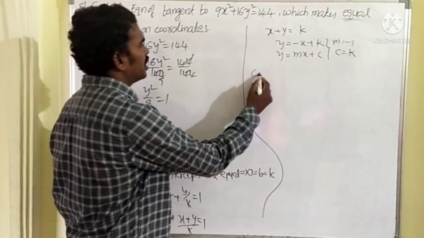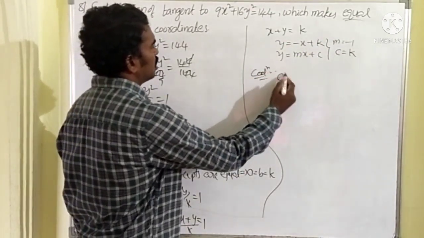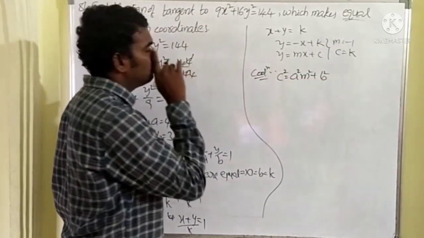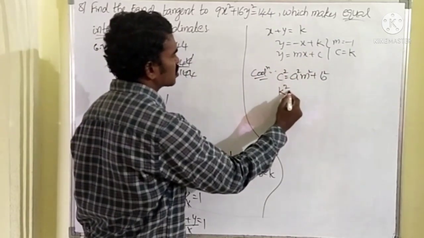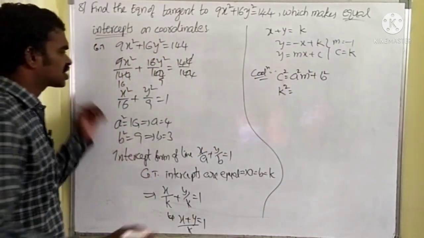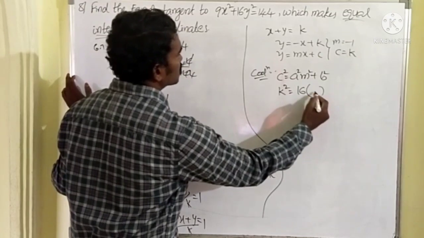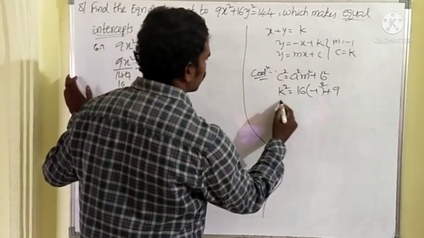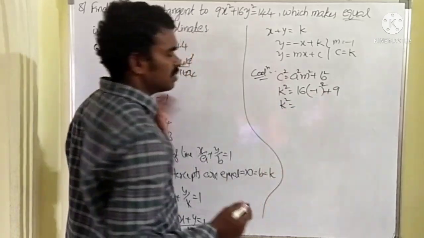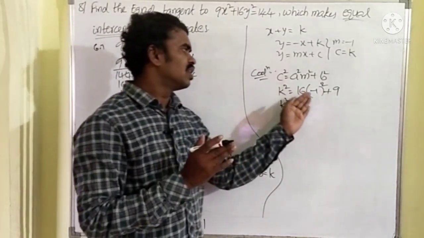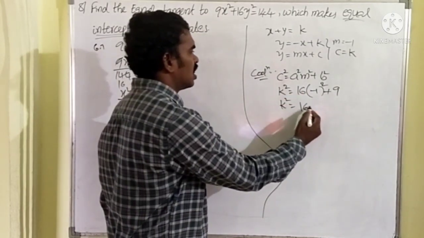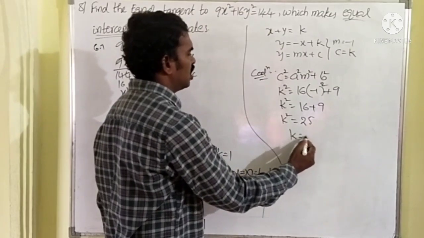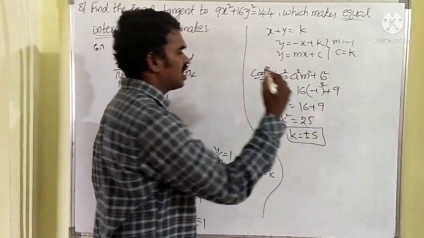Next, write down the condition. The condition is c square equals a square m square plus b square. The c value is k, so c square means k square. The a square value from here is 16, times m square, which is minus 1 square, plus b square, which from here is 9. So k square equals 16 times (minus 1 into minus 1, which is plus 1) plus 9. So k square equals 25, k equals plus or minus 5. We got the k value also.